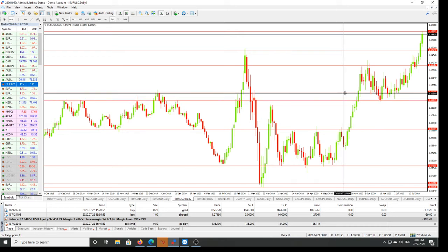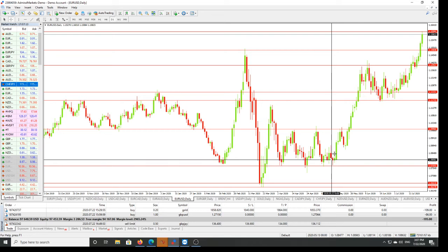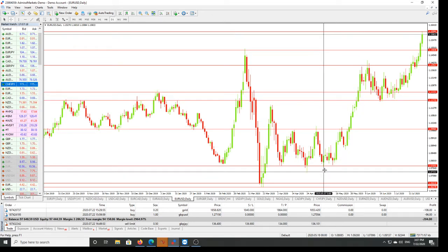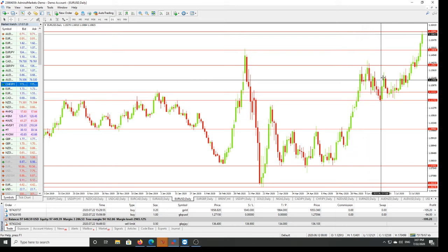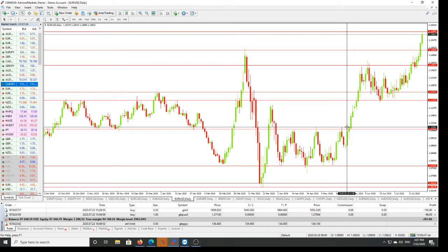You need to be riding the trend from a support to resistance to another resistance to another resistance. It means you are climbing higher and higher and higher, and as long as price closes above another support, you go.